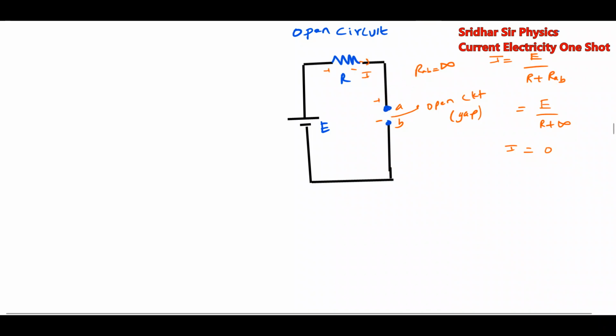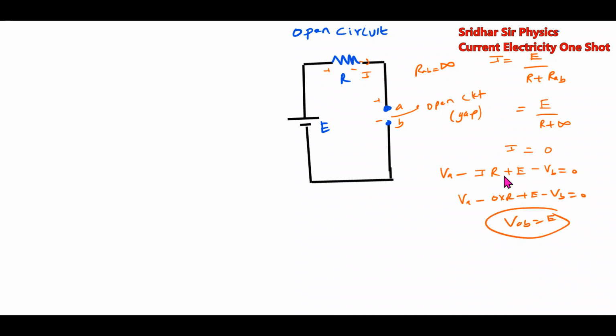Then what about the drop? Yes, there will be a potential drop. VA minus I into R plus E minus VB equals 0. Current is 0, and 0 into R, anything will be 0. What is the drop across this? It is equal to E, the applied EMF. Across an open circuit, there won't be flow of current. This concept is very, very important.